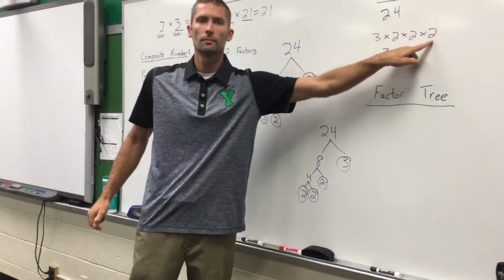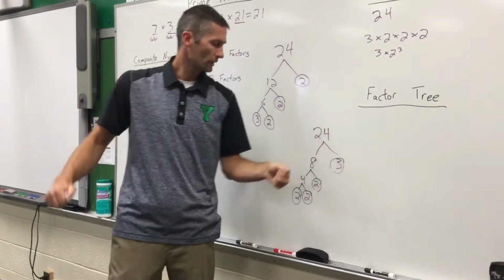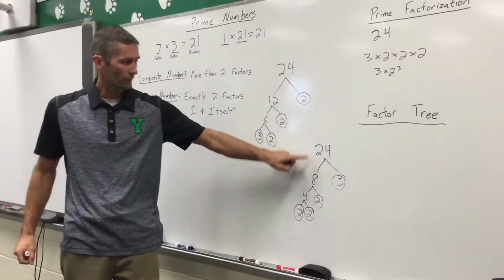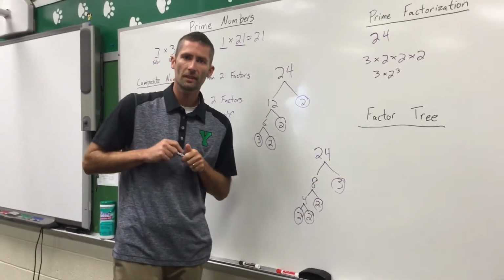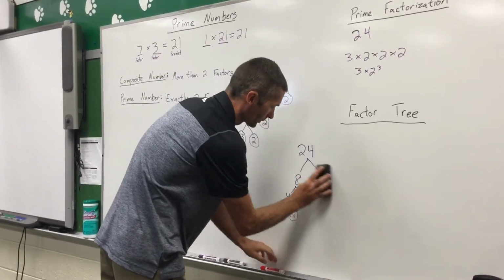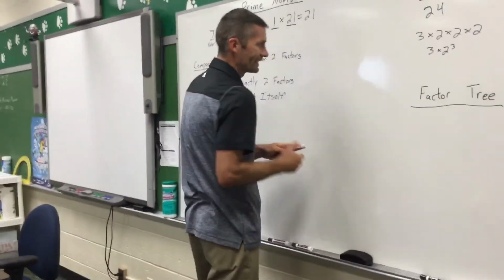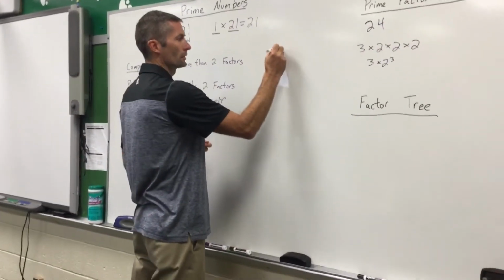It's the same thing. Doesn't matter how you divide it up, you're going to end up with the same prime numbers. We could have done it with 6 and 4. You would have gotten the exact same thing. Okay, let's do one more example. Let's take a big number. Let's take 96 in your notes.